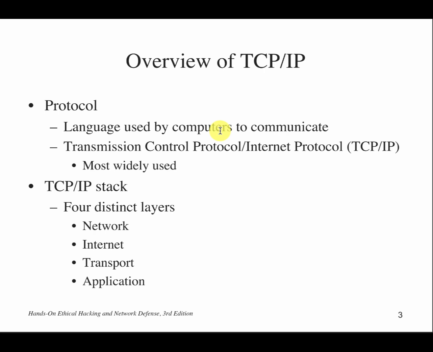We have one protocol called the Transmission Control Protocol, and another protocol called Internet Protocol. We connect both of them together, and we call the whole stack or suite of protocols TCP/IP. It has 4 distinct layers.